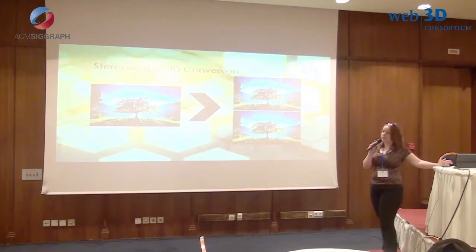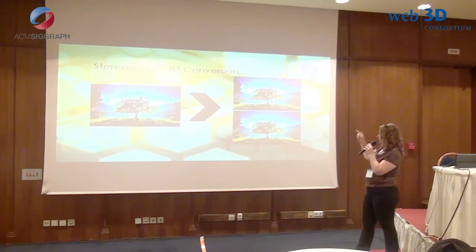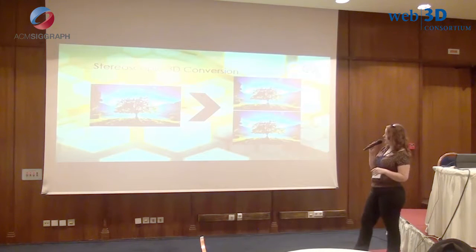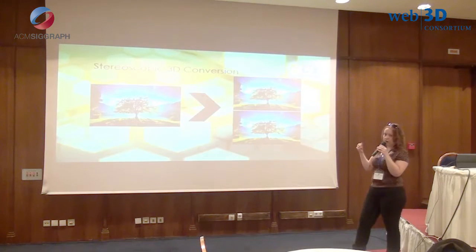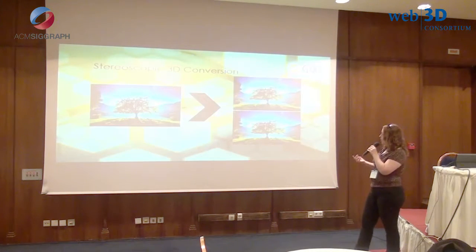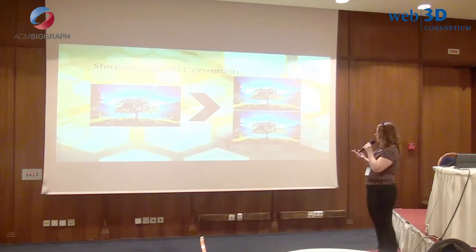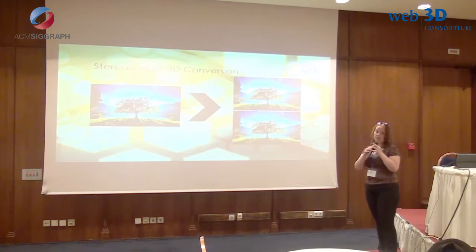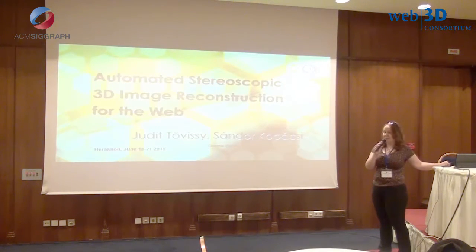So, just to show you the starting image and then the resulting stereoscopic image. From there, you can code it to any anaglyph. You can use it on an autostereoscopic screen. Also, you can, of course, use it with a shutter glass or with polarized glasses. That all depends on the display technology. And it brings me to my references. And that concludes my presentation.